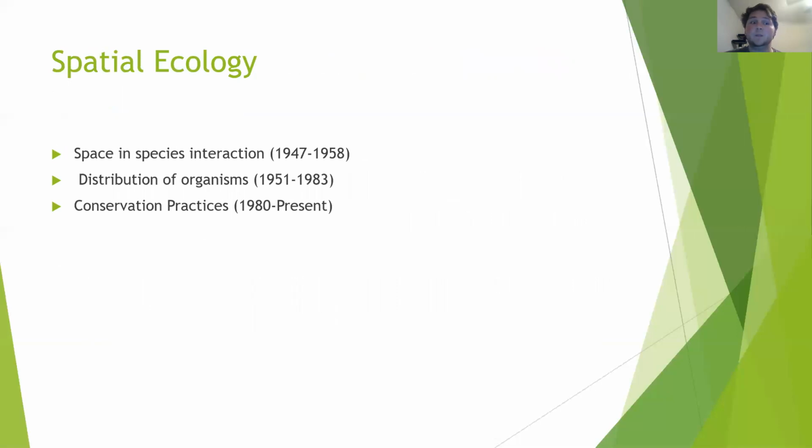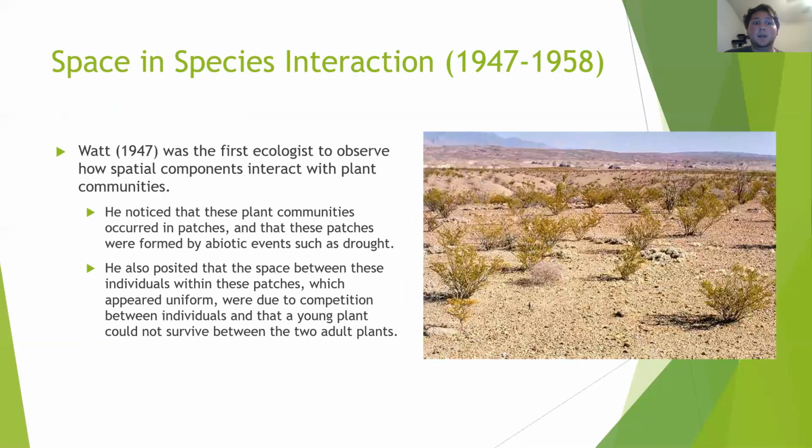From there, we get into spatial ecology. And so we're going to start off with patterns in space and species interaction. Watt in 1947 was the first ecologist to observe spatial components within plant communities. He was looking at the reasons why plants occur in patches versus areas without plants and things of that nature. And he concluded that drought was part of the reason for that.